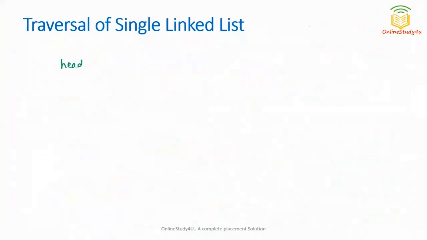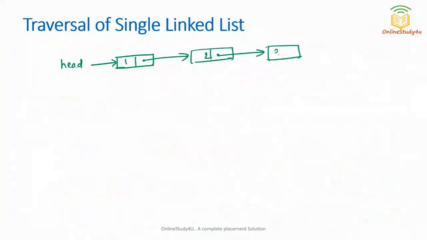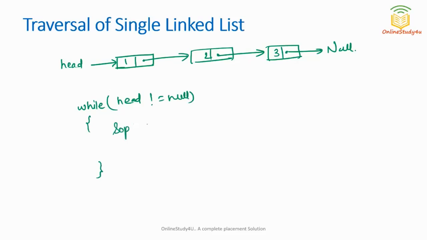So let me draw a linked list first. We have a head, then the first node which is storing 1, then the second node which is storing 2, then the third node which is storing 3, then lastly it is pointing to null. Now while head is not null, we can print the value, system.out.print head dot data, and update head is equal to head dot next.